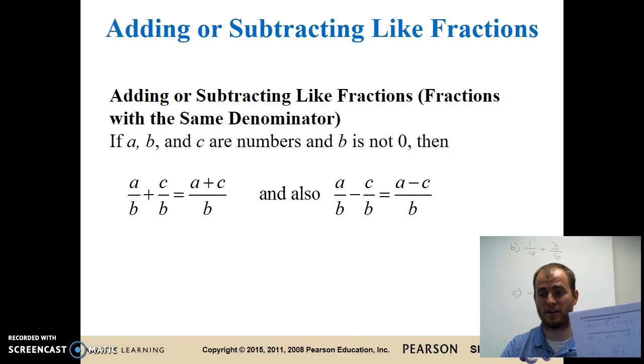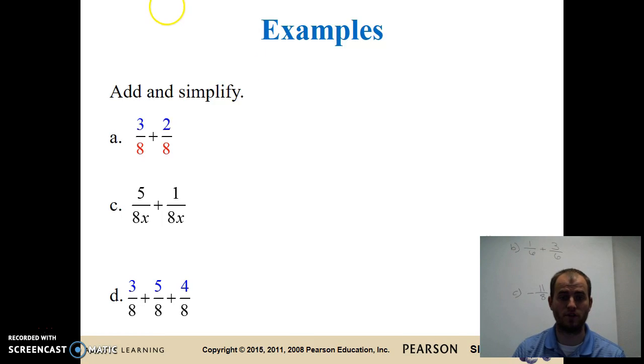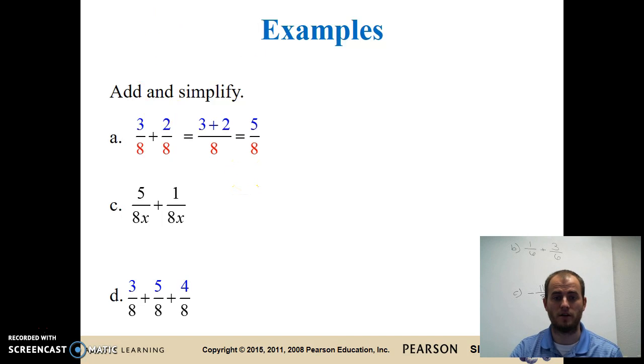Again, these will be on your handout if you have that with you, hopefully. So examples, 3/8 plus 2/8. Because they have a common denominator of 8, we know we can add them together. To add them, we add their numerators. 3 plus 2 gives us 5, and the denominator stays the same. So 3/8 plus 2/8 gives us 5/8.